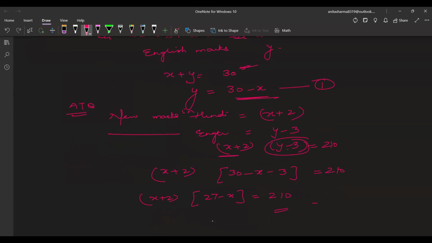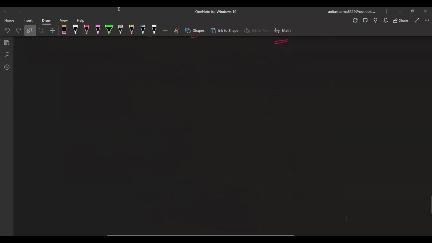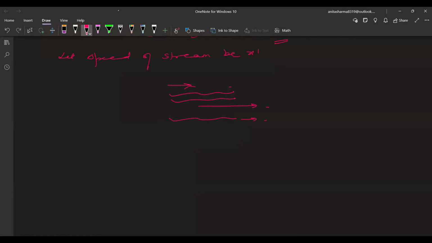Yes, ma'am. Ma'am, in the last 10 minutes, can you once explain the upstream and downstream from quadratic equations? Which one? Upstream and downstream. Okay, see, what is your upstream? Upstream means when the boat is moving along the speed of the stream. Okay. Suppose the stream is flowing in this direction. Let the speed of the stream be X and the speed of the motor boat be Y.